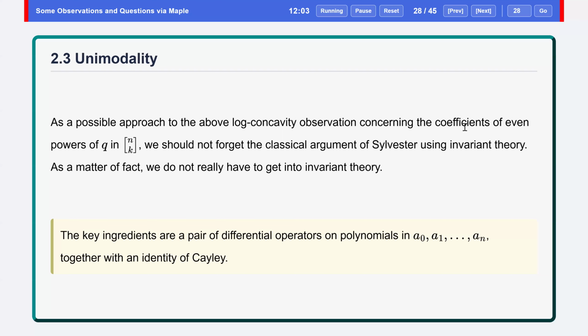Now, when we come to unimodality as a possible approach to the log-concavity observation concerning the coefficients of even powers in the q-binomial coefficients, we should not forget the classical argument of Sylvester using invariant theory. As a matter of fact, we do not really have to get into invariant theory. The key ingredients are a pair of differential operators on polynomials in a_0, a_1 to a_n, together with an identity of Cayley.